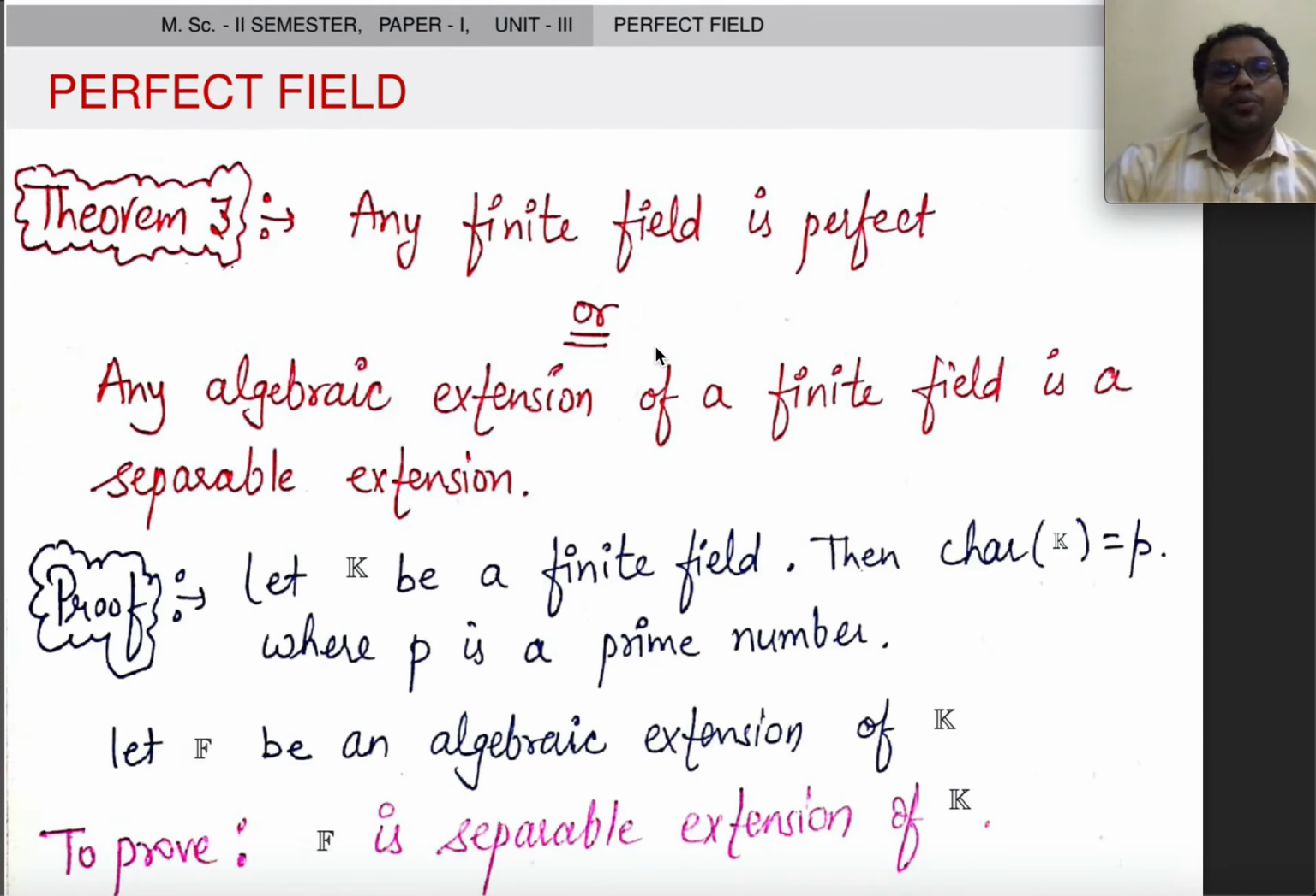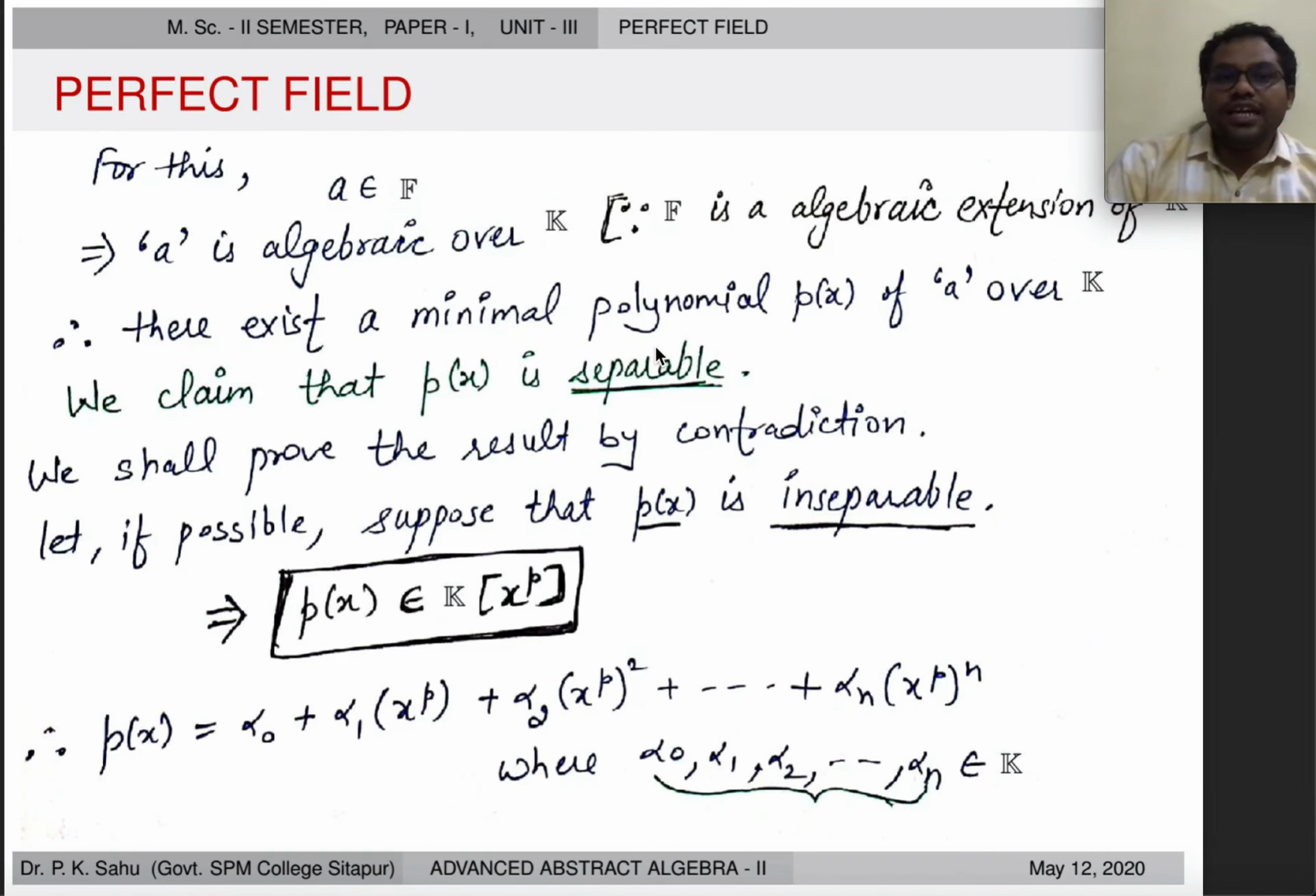Now we have to prove an important theorem which says that any finite field is perfect, or any algebraic extension of a finite field is a separable extension. Now we take K to be a finite field with characteristic of K equal to p, where p is a prime number. Now let F be an algebraic extension of this base field K. Then we have to prove that F is a separable extension of K, or that K is a perfect field. For this, let a lie in F.